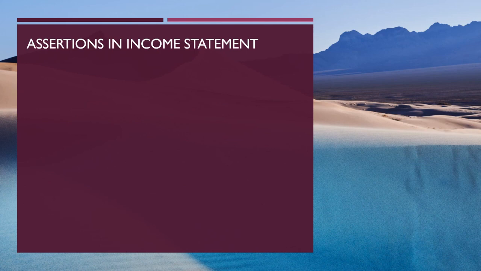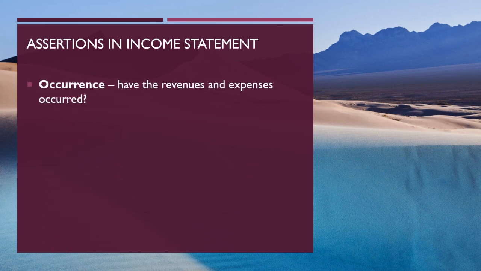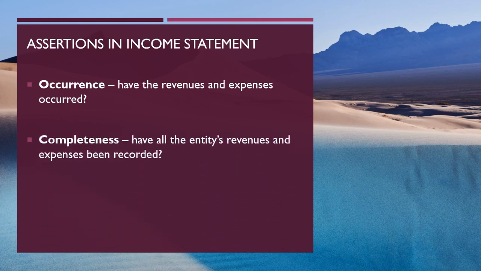Let's now go over assertions in income statement. Occurrence: have the revenues and expenses occurred? For example, reperforming payroll journal entries by vouching payroll expenses per the general ledger. Completeness: have all the entity's revenues and expenses been recorded? For example, inspecting sales invoices to the general ledger to ensure the sales were recorded.